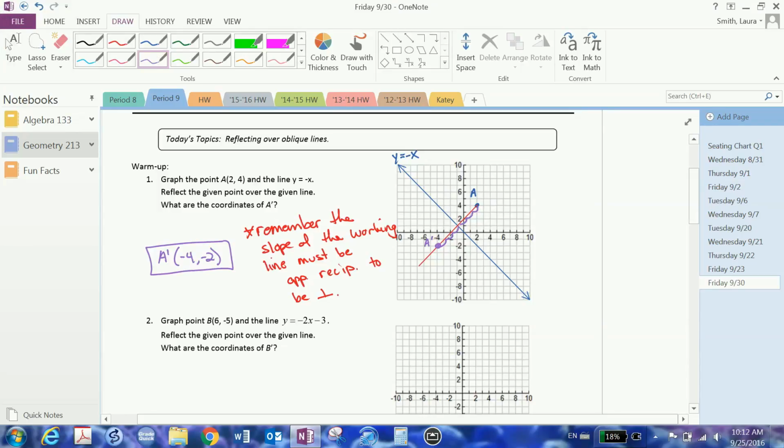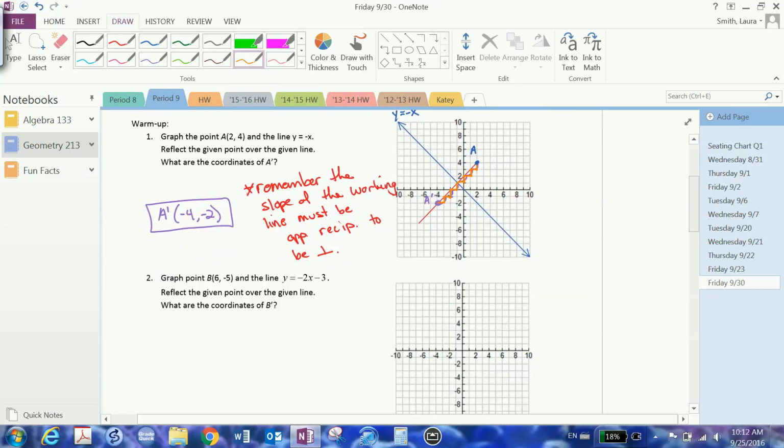Another way to look at that, without the working line, is to just say, okay, I know I have to go with a slope of 1, because the slope of the line of reflection is negative 1. So you could say, how do I get to the working line? I went down 1 over 1, down 1 over 1, down 1 over 1. I did that 3 times. So I'm going to do that same thing again. 1, 2, 3, and I'm there. All right, 2 ways. Let's try another one.